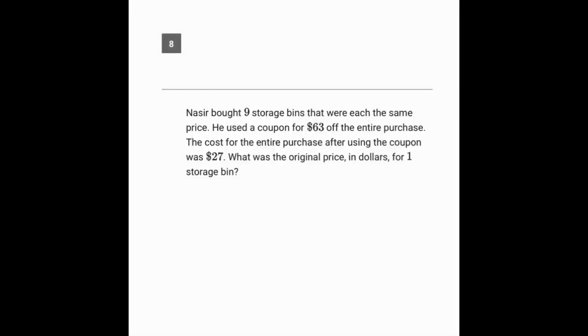Now going to question number 8 here. This person is buying 9 bins that each have this price. So x, let's just say, is the price of 1 bin. So the amount of money he would have to pay would be 9 times the price of 1 bin. But there's a coupon which is taking $63 off of what he has to pay. All of this is resulting in a final charge of $27.